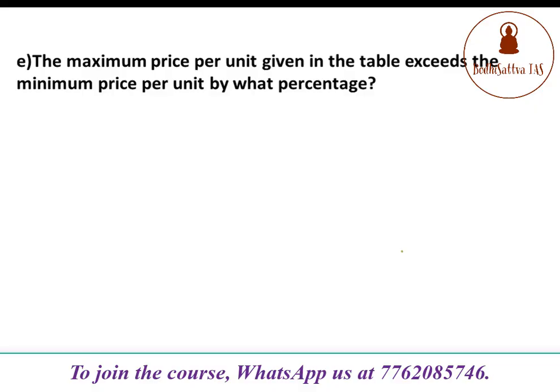Now moving to the last part, that is part E: the maximum price per unit given in the table exceeds the minimum price per unit by what percentage? This is a very easy question. Let me choose yellow color to differentiate our solutions. So we have to find out the maximum price per unit and the minimum price per unit. We have to just focus on two data.